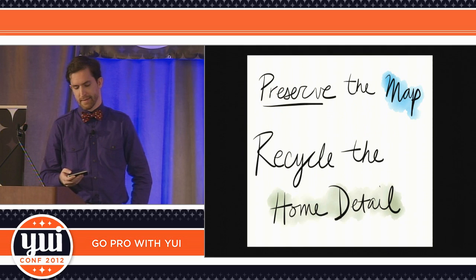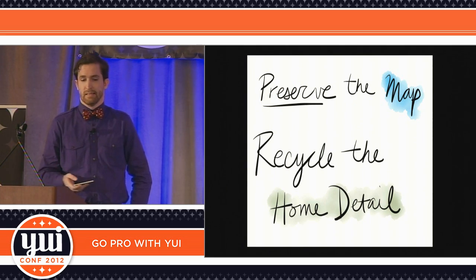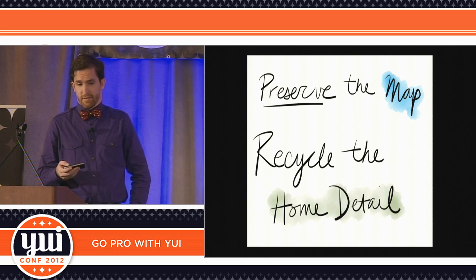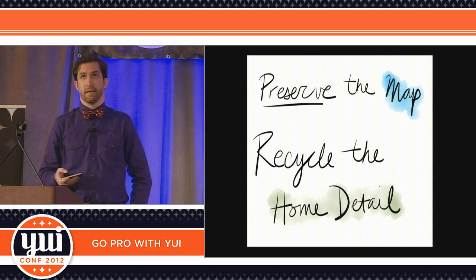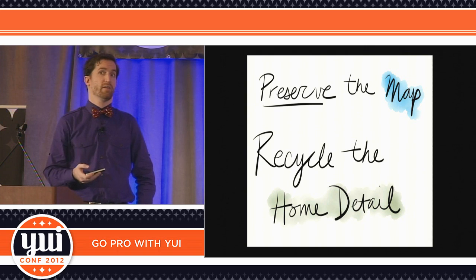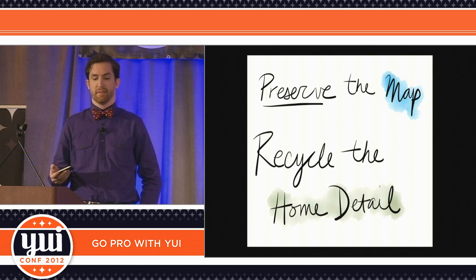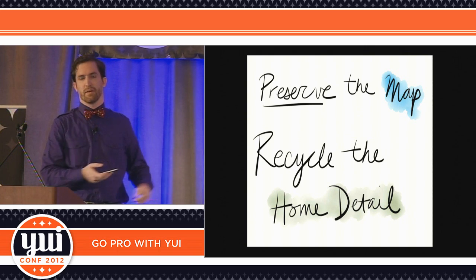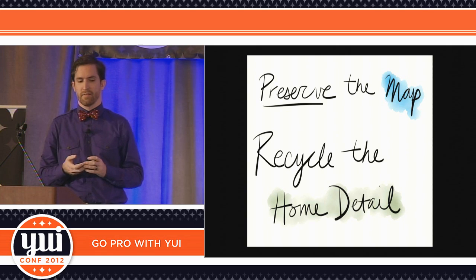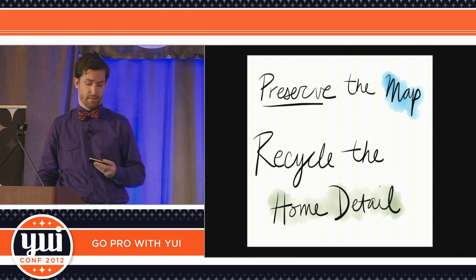So, like I said, preserve the map, recycle the home detail. That's pretty much the essence of all of the decisions that we made from this point on, with that in mind: the map is a lot of work and we don't want to throw it away. So we're going to keep it. Take it off the DOM, we hide it around there. And we had a lot of fun dealing with all of the event handlers on that, but that's in the future.